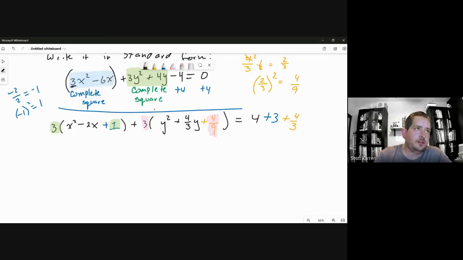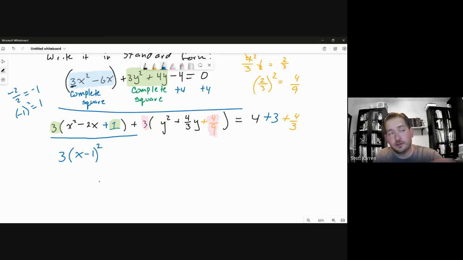On the left, this whole thing, that whole factor right there is a perfect square. I designed it to be. So I've got that 3 still hanging out in front, but this ends up being x minus 1 squared, which is perfect. That's what I want, that x minus 1 squared for the circle.